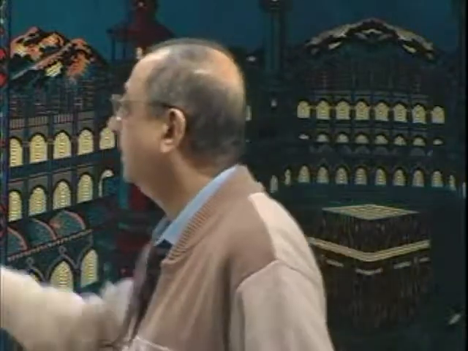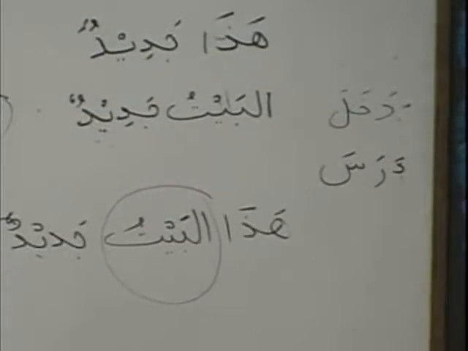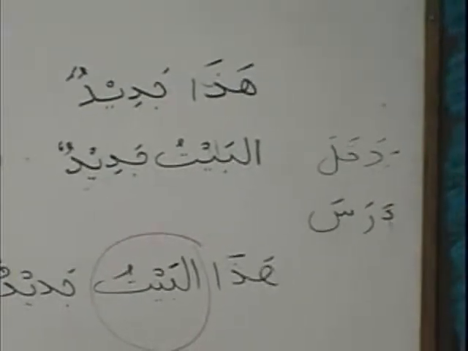I wrote down a sentence. Hadha jadidun. Okay, brothers and sisters. Hadha jadidun. What kind of a sentence is this? Jumla ismiya. What do we look for in a jumla ismiya? Mubtada and khabar. Where is the mubtada? Hadha. Where is the khabar? No, what is hadha? It is a pronoun, a demonstrative. Ismu ishara. In English we call it a demonstrative pronoun.